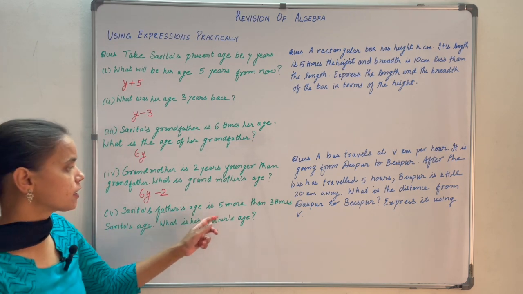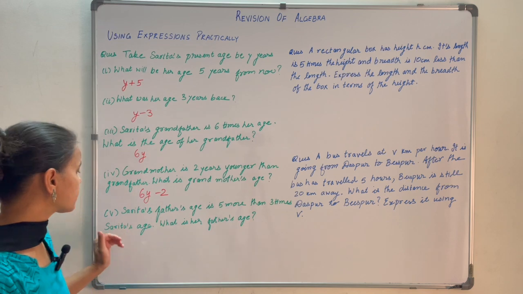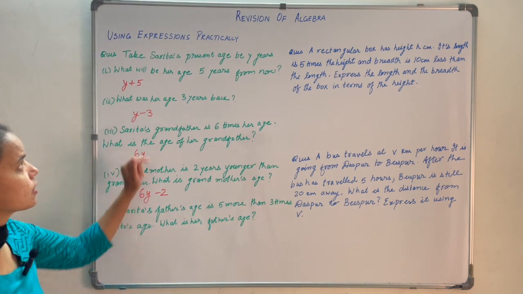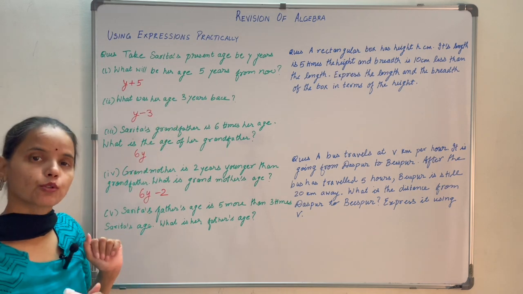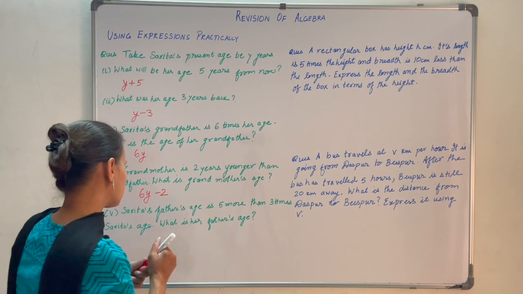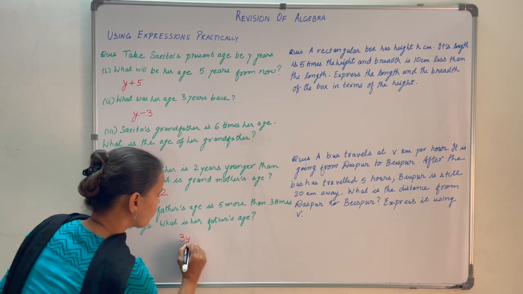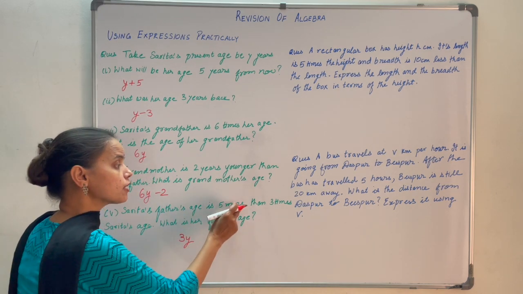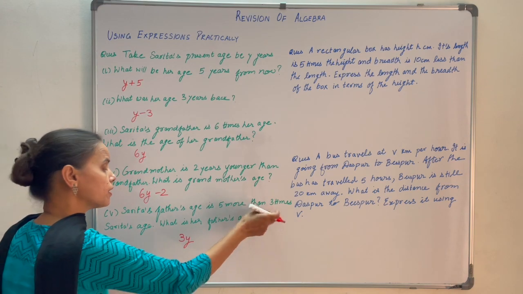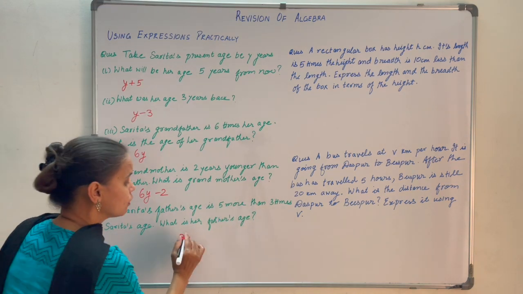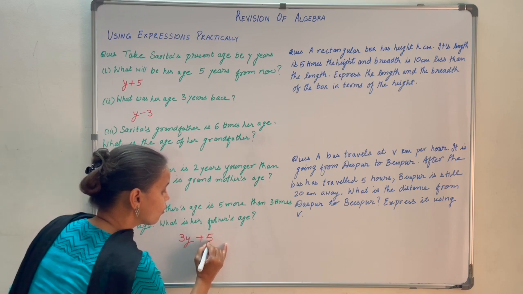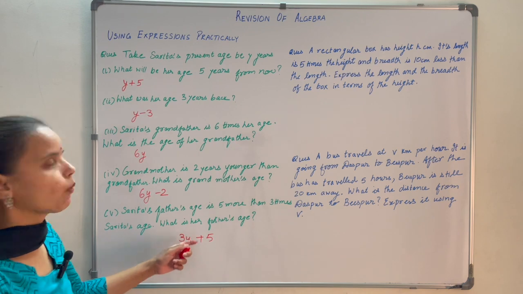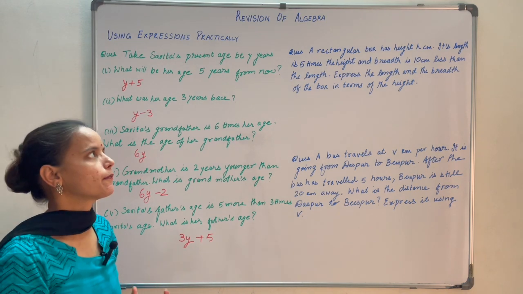Sarita's father's age is 5 more than 3 times Sarita's age. What is 3 times Sarita's age? Sarita's age is y. So 3 times Sarita's age is 3y. Sarita's father's age is 5 years more than 3 times Sarita's age. So it is 3y plus 5.